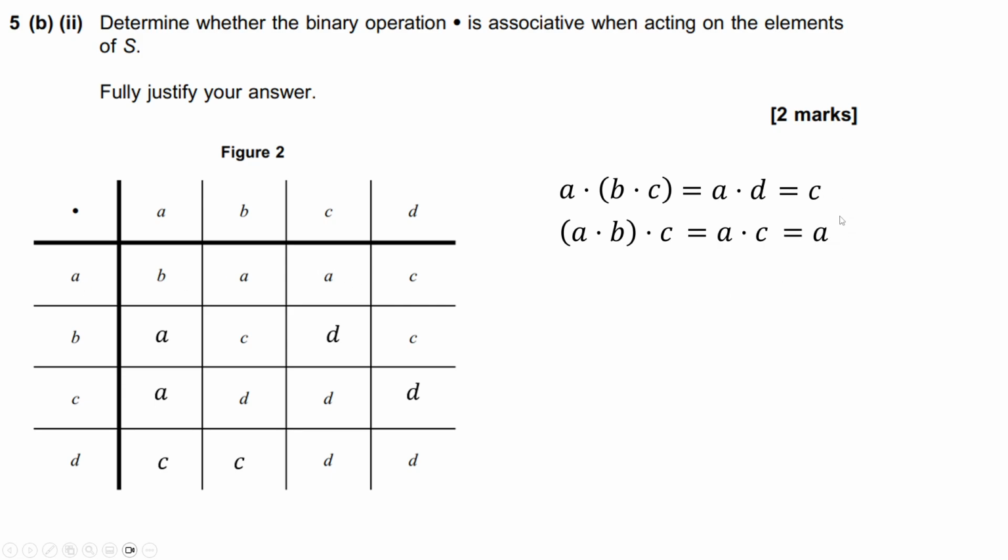And these two are not equal. Because they're not equal, that means that this is not associative when acting under S. And you only need one example to show that something is not true. So that's fine.